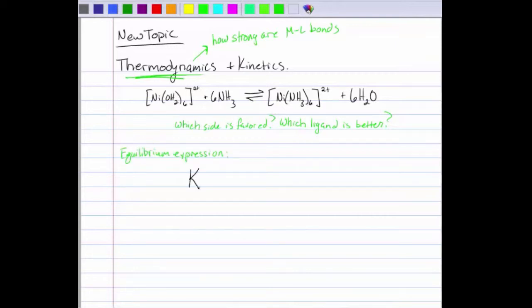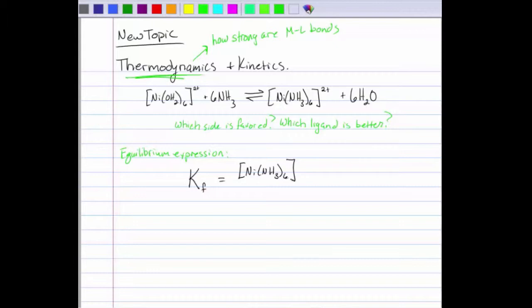When we're talking about metal complexes, we put a little F subscript for formation. So it's formation of a complex. In this case, I'm going to write the KF for formation of the hexaammine nickel. So my KF is equal to the concentration of the hexaammine nickel.